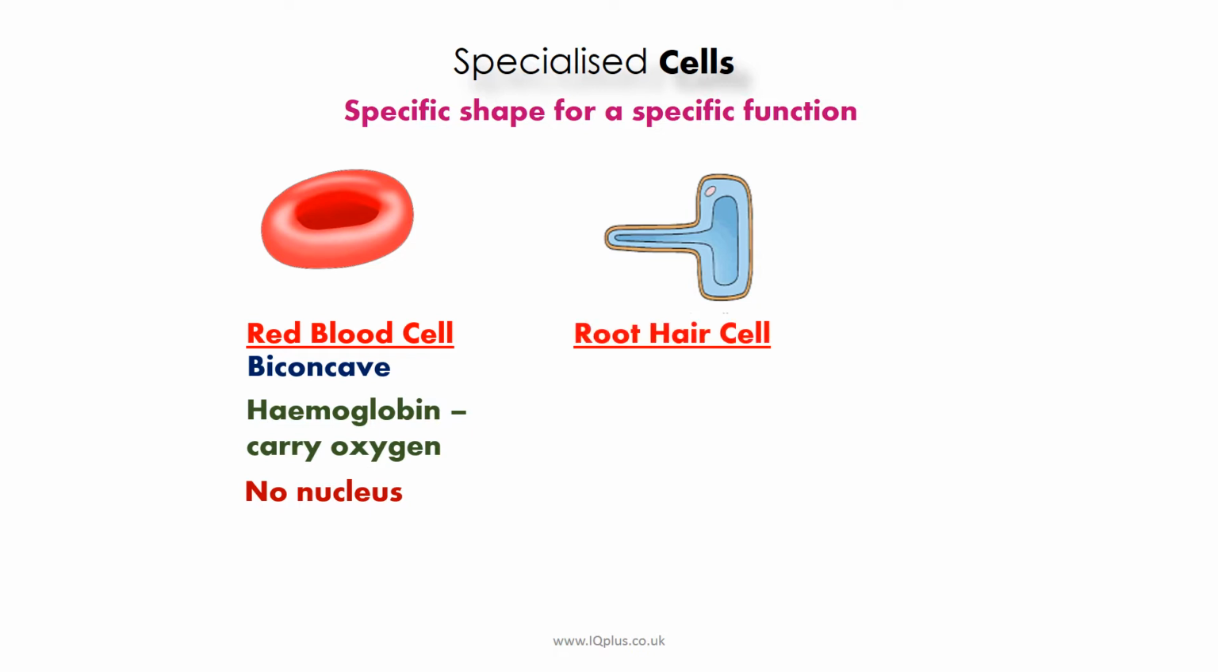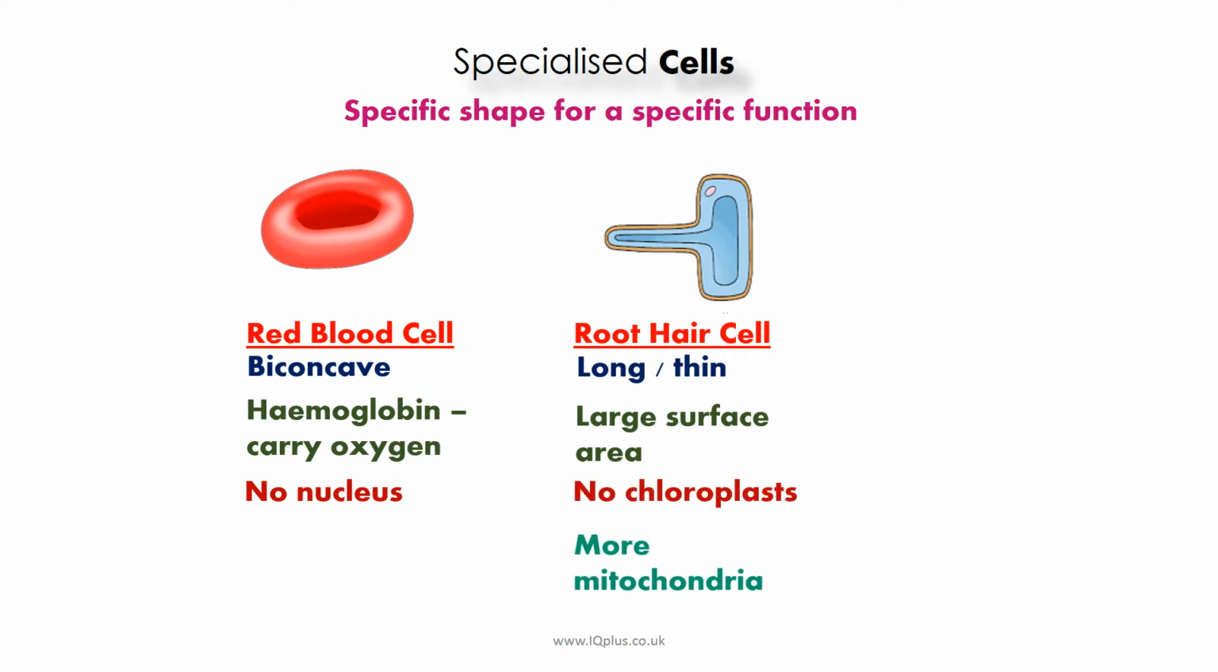Root hair cells are an example of specialized cells in plants, found on roots. These are long and thin, again giving a larger surface area to take in water and minerals from the soil. Adaptations include the fact that they don't contain chloroplasts. They would just take up unnecessary room, since the root hair cell can't photosynthesize, as it's underground. Root hair cells contain extra mitochondria. Remember, these are the site of aerobic respiration, which is a release of energy, and root hair cells can use this energy to help take in minerals from the soil.